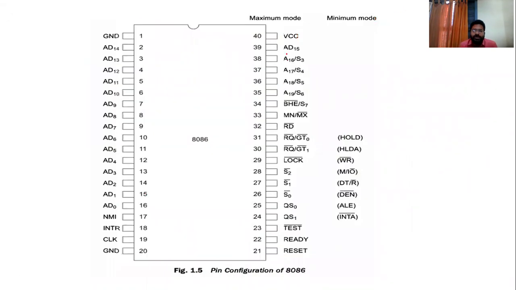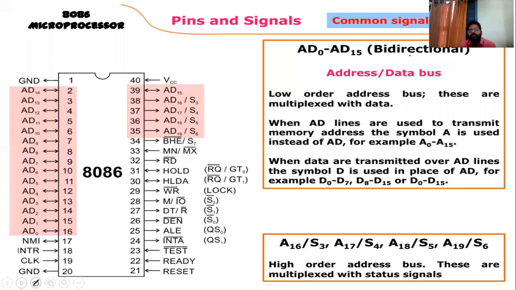Now see the maximum as well as the minimum mode like this. This is the maximum mode, and this is the minimum mode. These are the maximum mode signals, and these are some of the minimum mode signals. How we can utilize these signals, we will see.